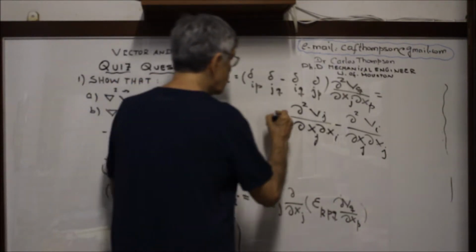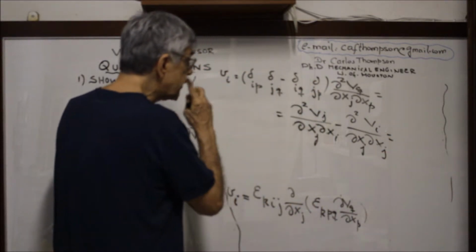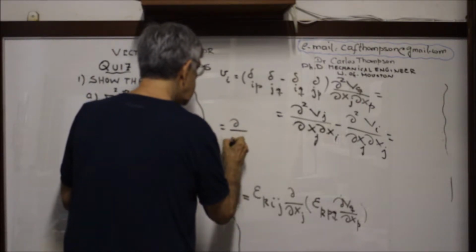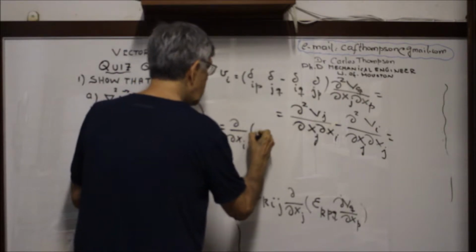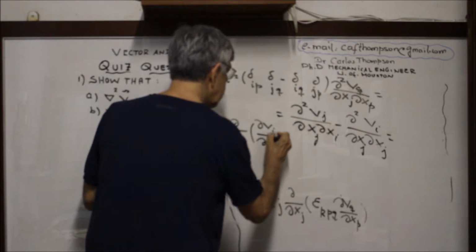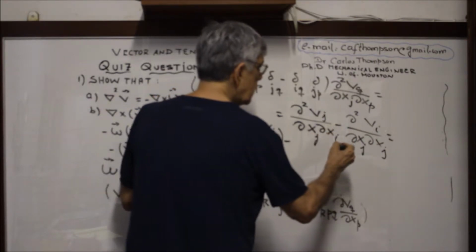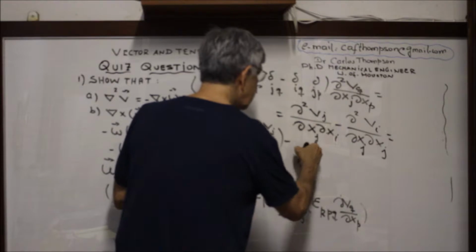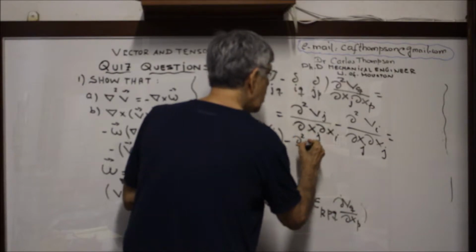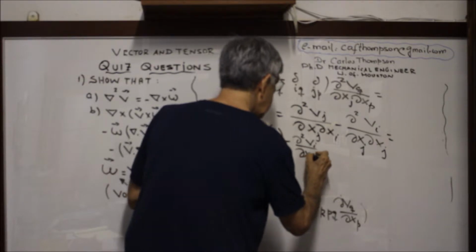Now, let's do as follows. This will be equal. Now, I can write here partial with respect to xi of the partial of Vj with respect to xj, minus, now here, we'll put j over here, the second derivative of Vi with respect to xj, xj.